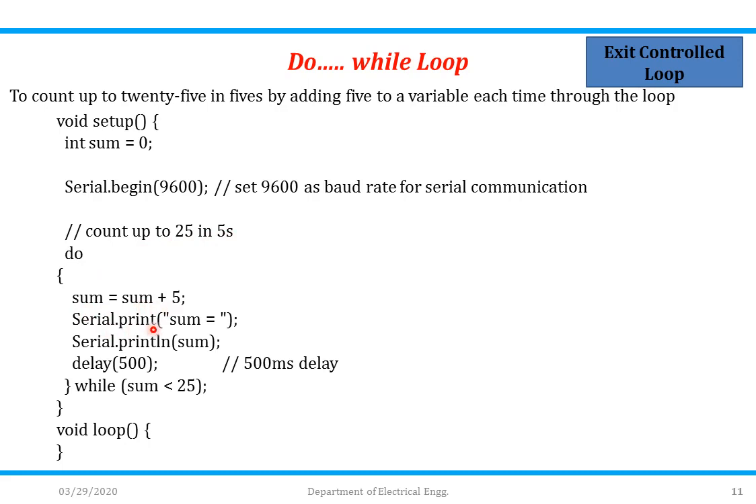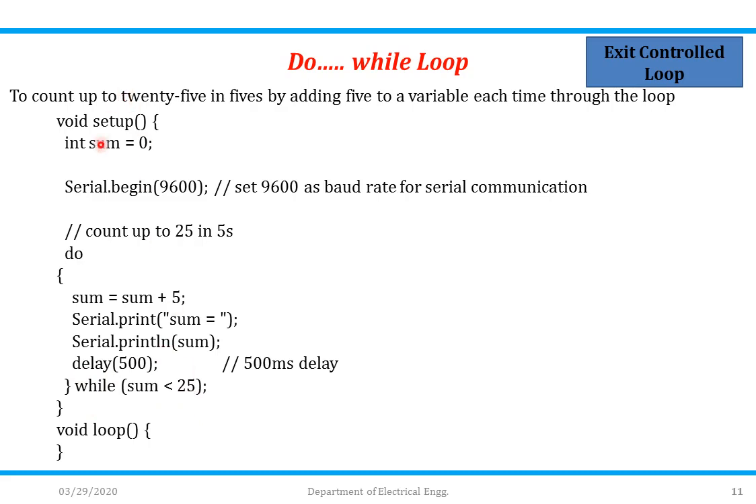Then Serial.print, it will print sum equal to, and Serial.println without any double quotes, which I have written here, so it will print the value, and after that it will go to a new line. Then the delay is provided and here the condition is written as while sum is less than 25.